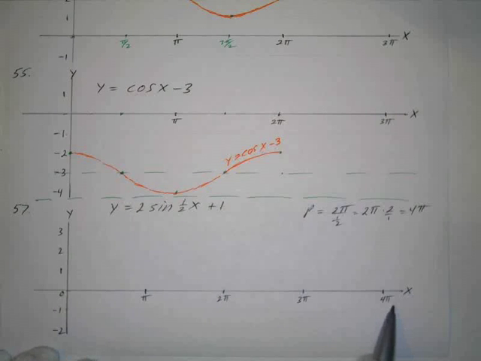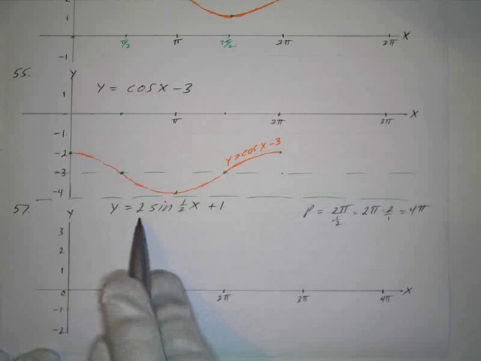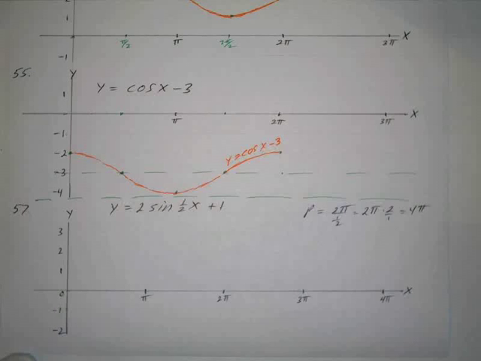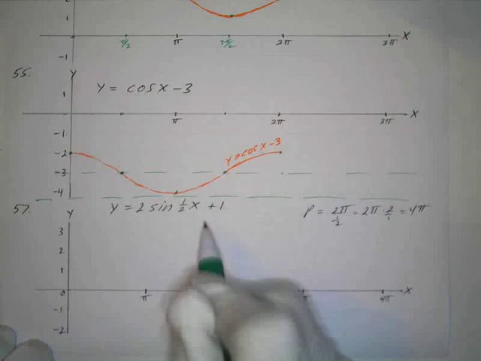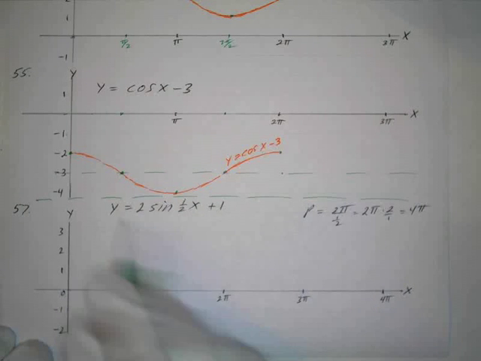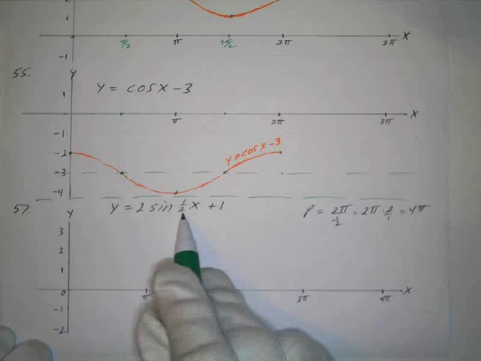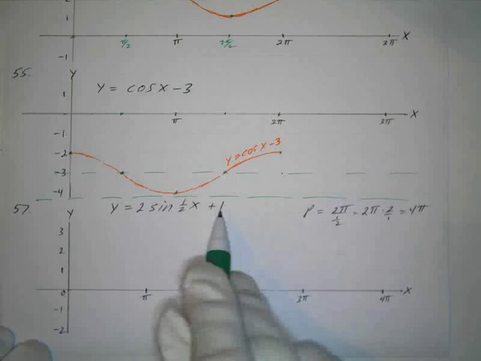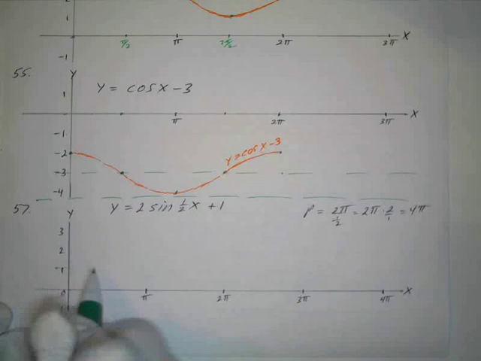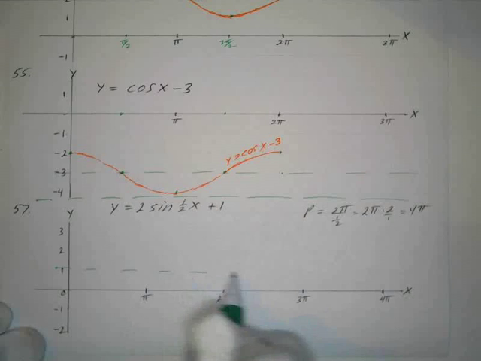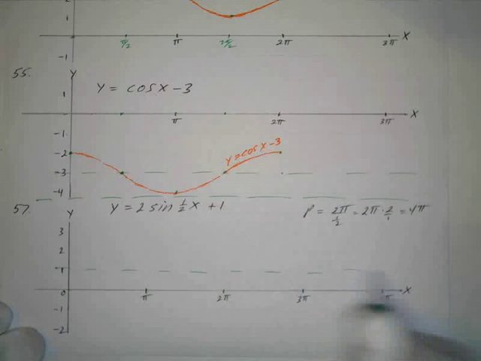Which is why I put all these in. This is 1 pi, 2 pi, 3 pi, 4 pi. So that's my period. This is my sine. My amplitude is 2. So let's go to town. No shift. Okay. Amplitude of 2. Period 4 pi. Vertical shift of 1. So I better put the 1 in. So here's the 1.